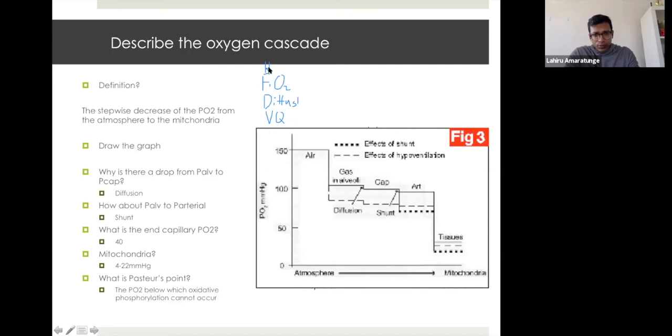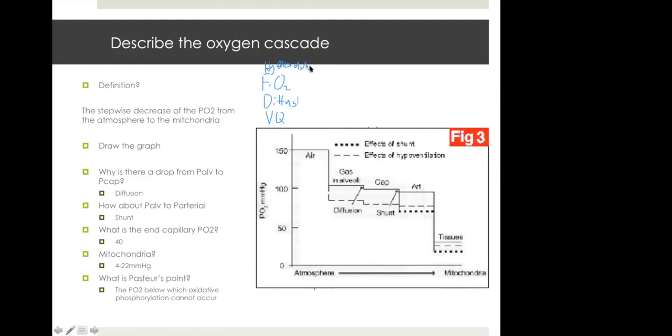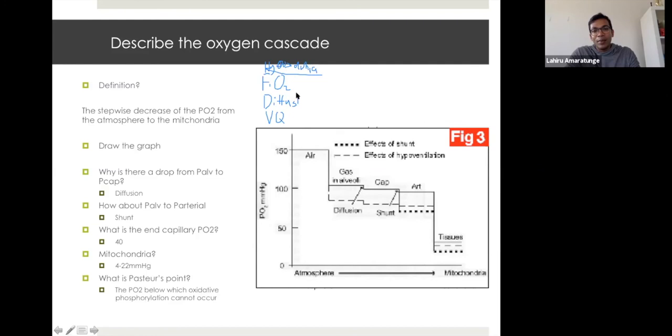So using this oxygen cascade, I'm so bad at writing this. These are the causes of hypoxemia. You've got FiO2. Near FiO2, I'd also put your minute ventilation. If your ventilation slows down, your CO2 increases, and according to your alveolar gas equation, your PaO2 will go down. So therefore hypoxemia, diffusion abnormality, VQ mismatch, and shunt.